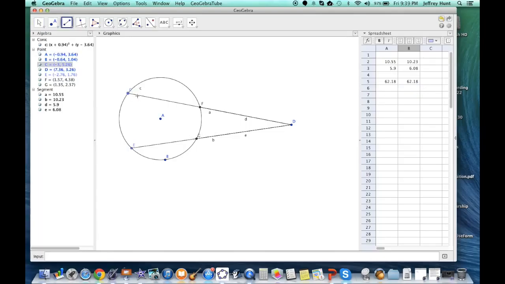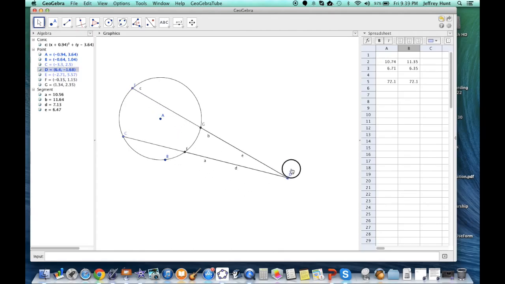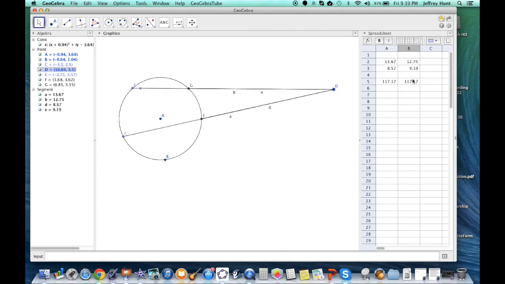Once again, since GeoGebra is dynamic, I can grab any of those points, and as I move them around, those will stay the same. Same with the point D. As I move the point D, you'll see that the relationship holds: the product of the entire segment times the exterior piece is equal to the entire segment times its exterior piece.